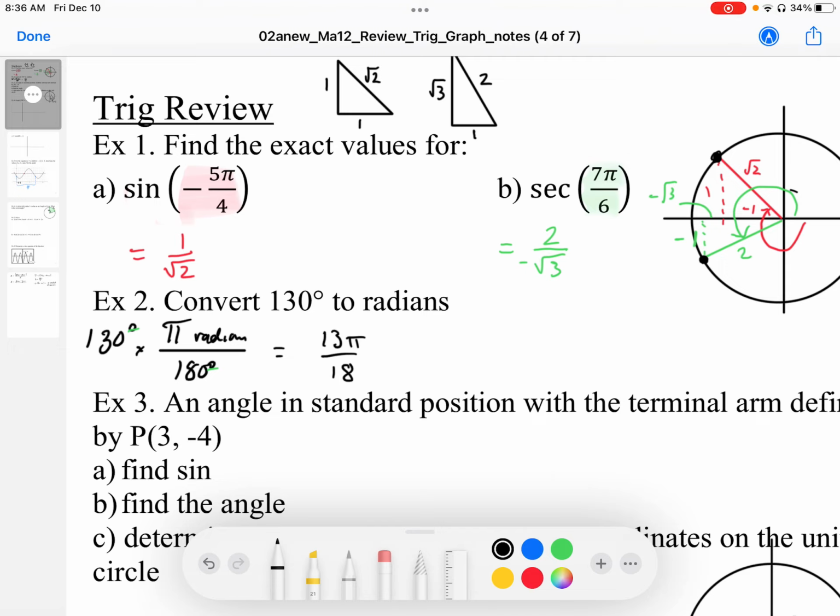Now we don't need to leave this in terms of pi. We can just put this into our calculator. 13 pi divided by 18 gives us a decimal value of approximately 2.268. So I'm going to round that to 2.27, and that's in radians.